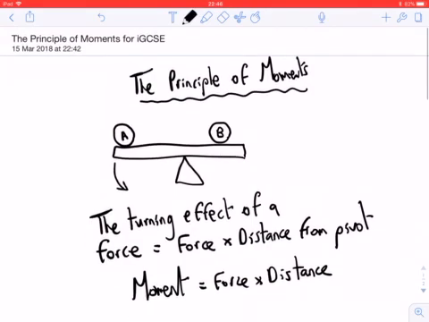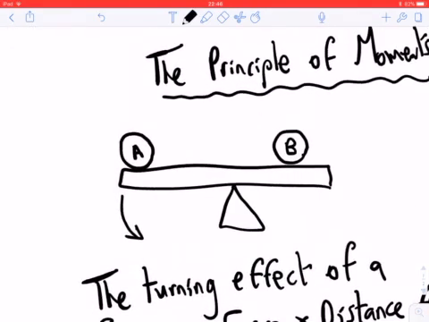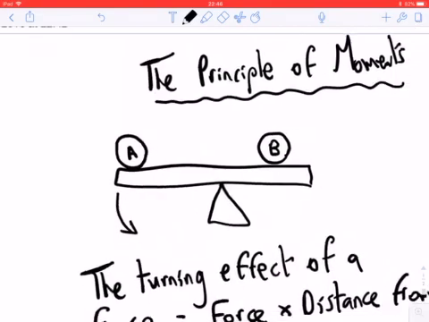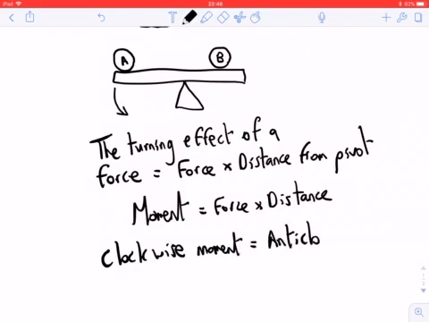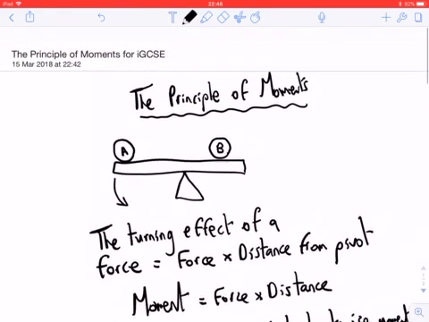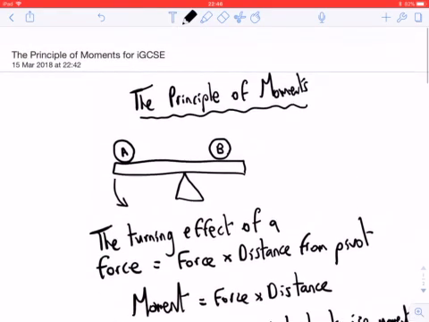So if we come back to our example here, you can see that weight A is going to create a bigger moment than weight B because it's at a greater distance from the pivot. If we want our beam to be balanced, then to get equilibrium or balance, the clockwise moment of the force has to be equal to the anti-clockwise moment. So in this case, to get balance, to get equilibrium, because A is at a greater distance from the pivot, we'd need B to be heavier.